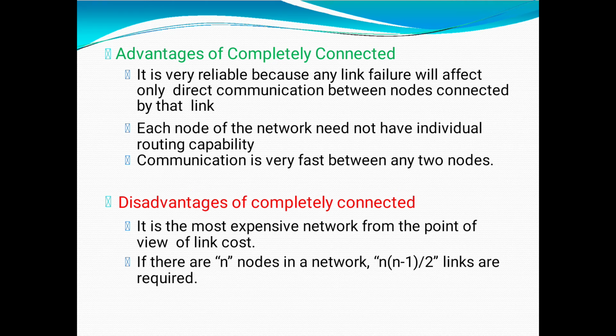The main advantage is it is reliable. Each node of the network need not have individual routing capability. Then communication is too fast. Disadvantage, it is more expensive since the number of links is more.